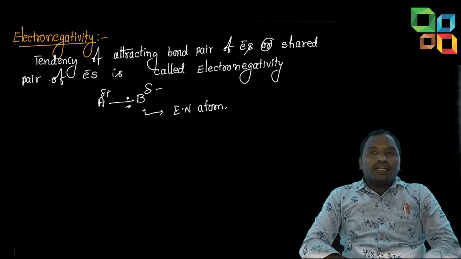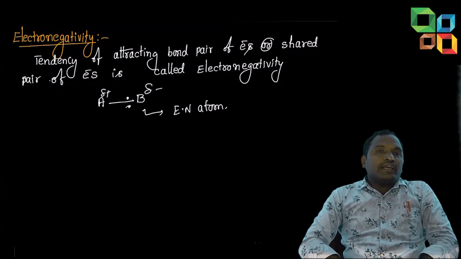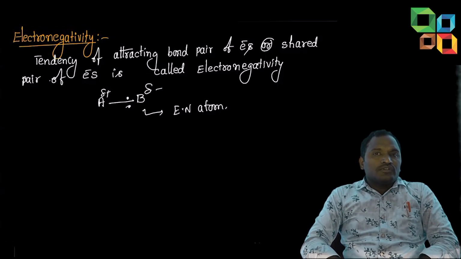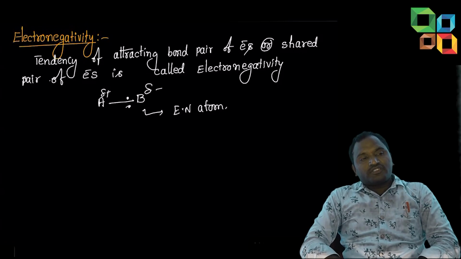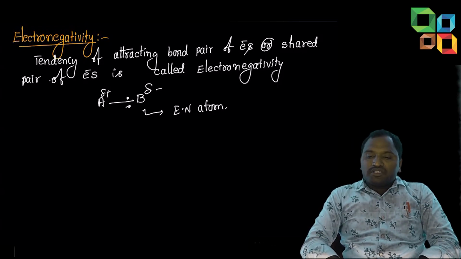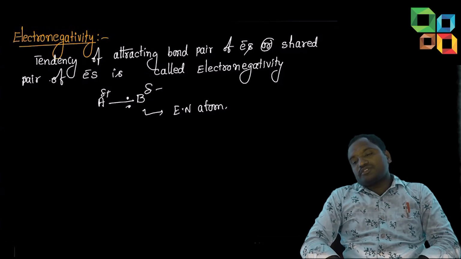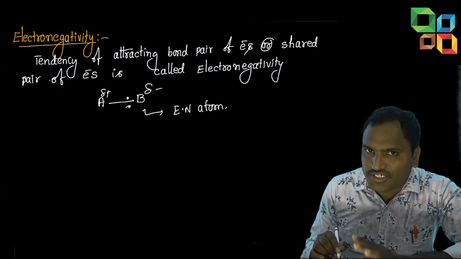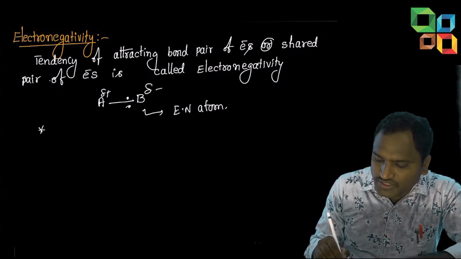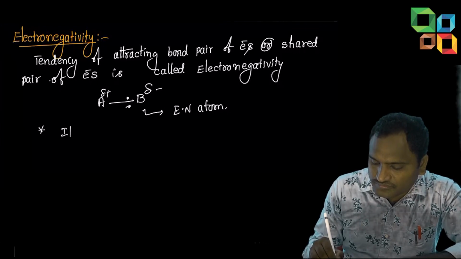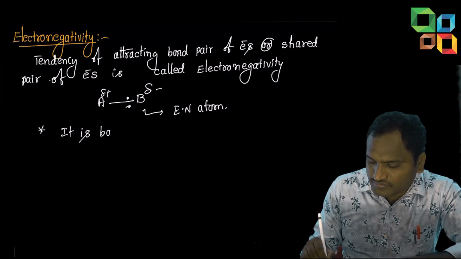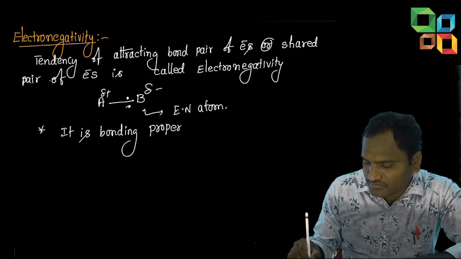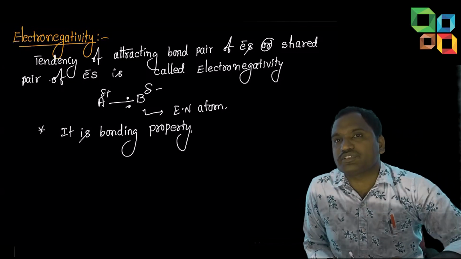This property is called electronegativity. Tendency of attracting bond pair of electrons is called electronegativity. It is opposite to electropositivity, the tendency of losing electrons. Here, it is the tendency of accepting electrons or attracting bond pair of electrons. It is not an isolated property, it is a bonding property. So from the example you can make out, bonding property.